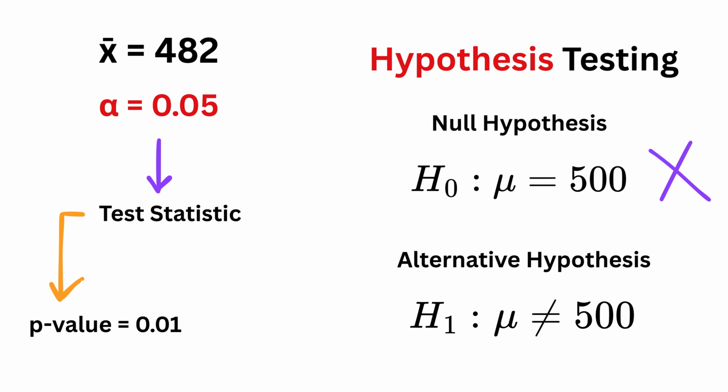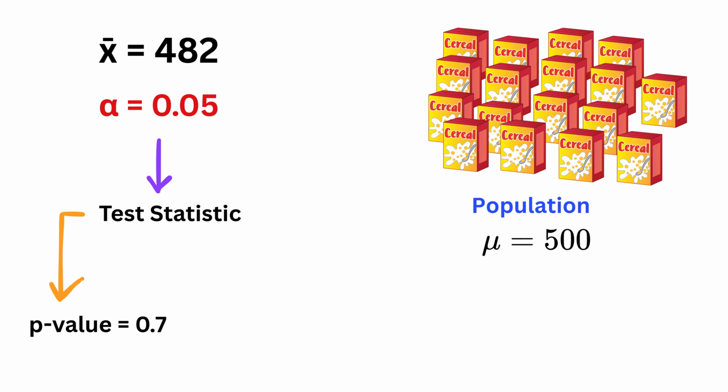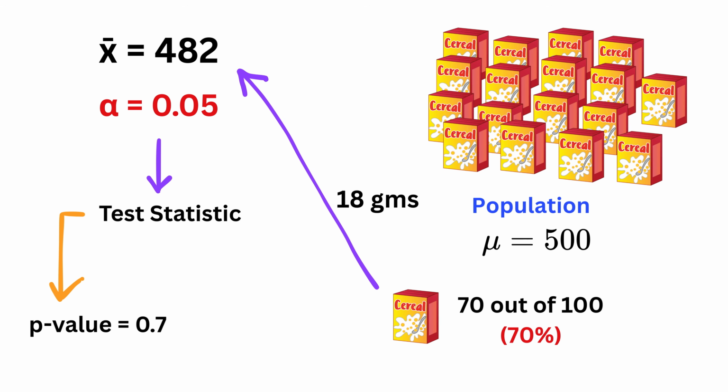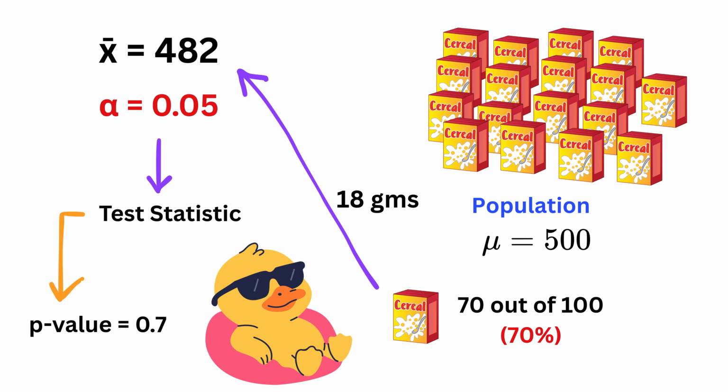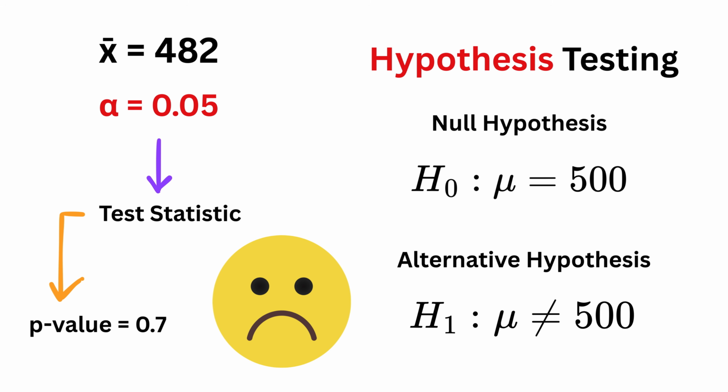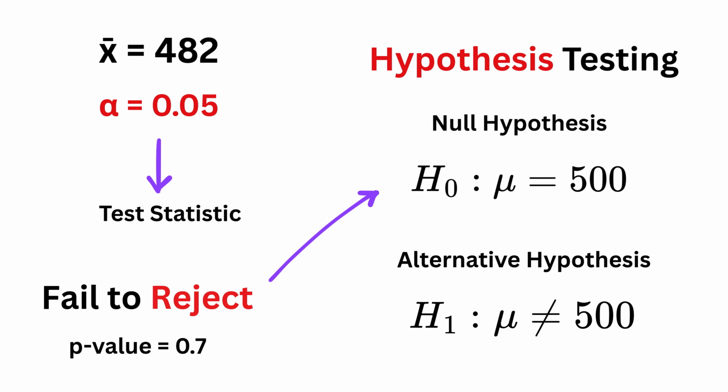But if the p-value turns out to be, say, 0.7, then assuming the company is honest, getting a result like yours has a 70% chance. It tells us that getting a difference of 18 grams is no big deal. It happens quite often, even if the true average is 500 grams. Just chill, bro. There's nothing suspicious yet. So you don't have strong enough evidence to doubt the company, and you fail to reject the null hypothesis.